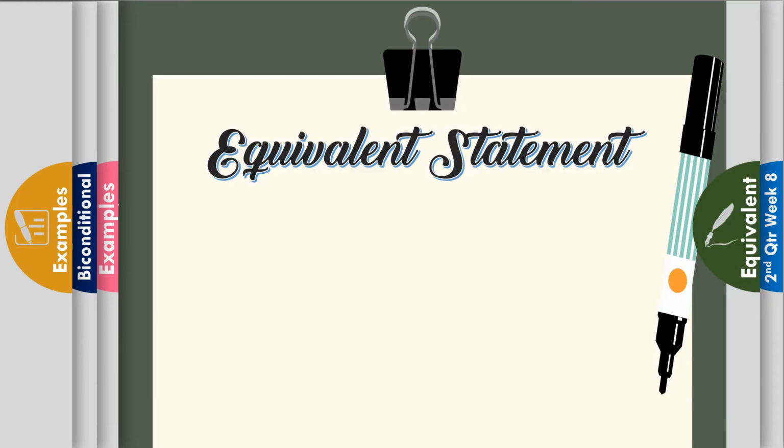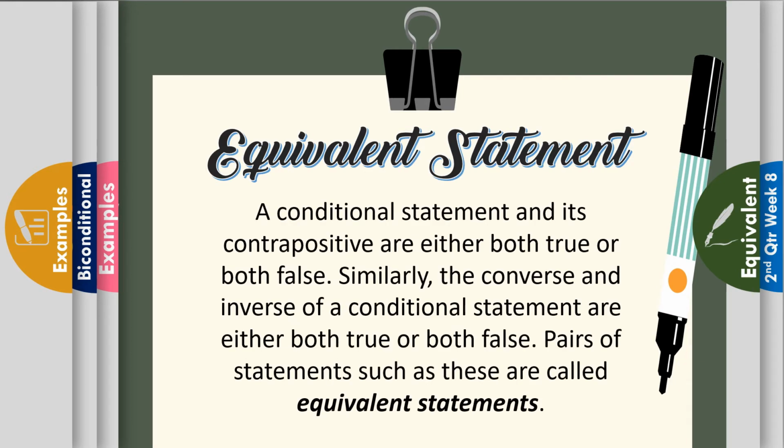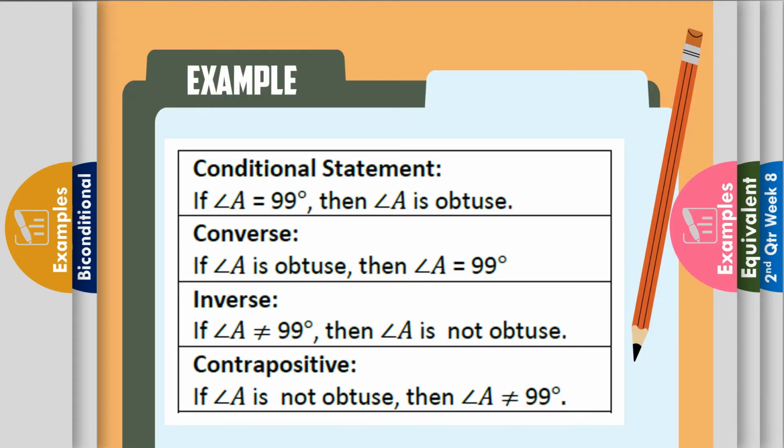Let's have equivalent statement. If a conditional statement and its contrapositive are either both true or both false, similarly, the converse and the inverse of a conditional statement are either both true or both false, the pairs of statements such as this are called equivalent statements. Let's look at this example and see if these statements can be considered as equivalent statements.